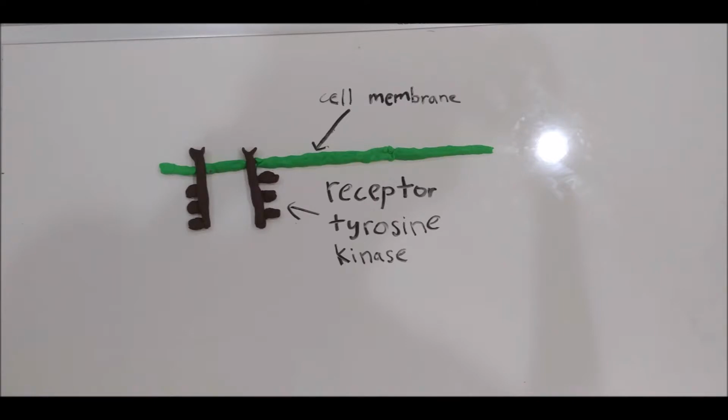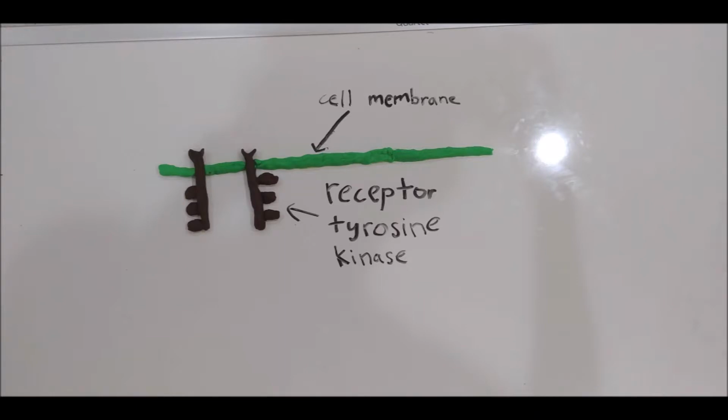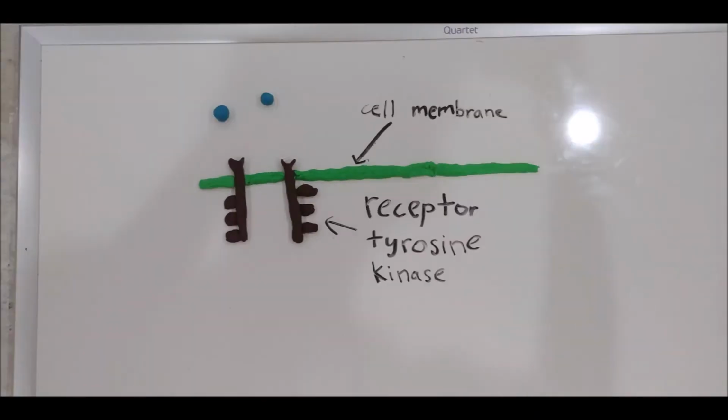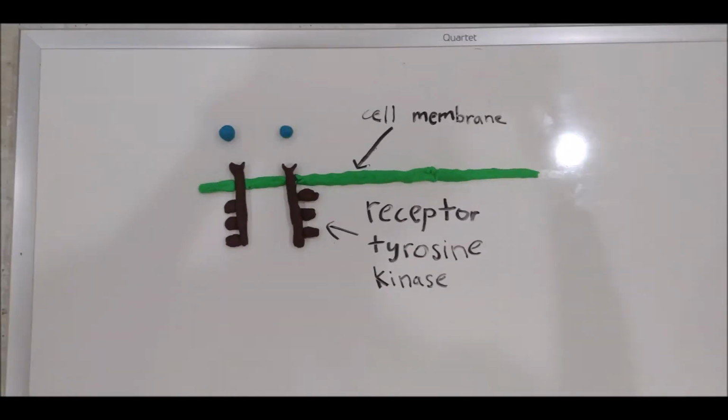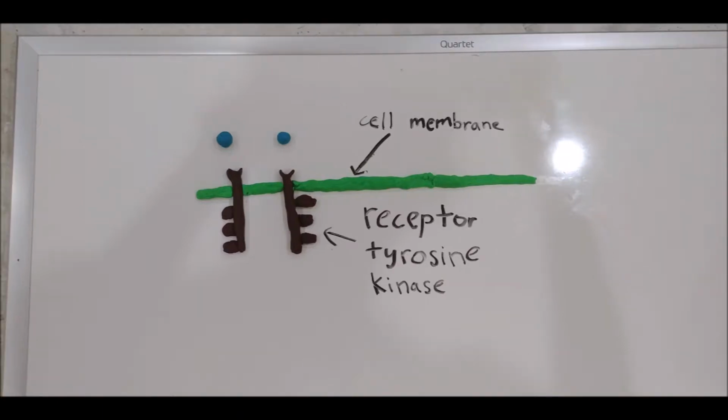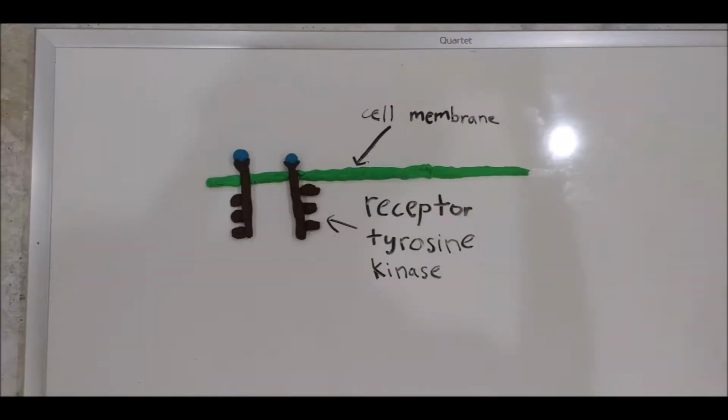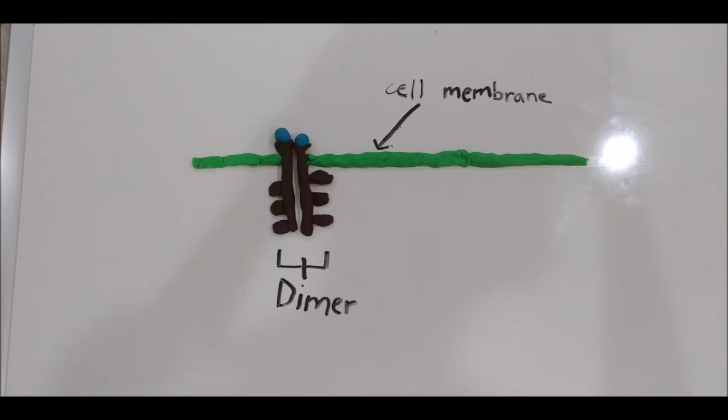This is the tyrosine kinase receptor system. It starts with two transmembrane tyrosine kinase receptors. Two ligands or signal proteins appear and make their way toward the receptor. After the signal proteins bind to the receptor, the two tyrosine kinase receptors become dimers.